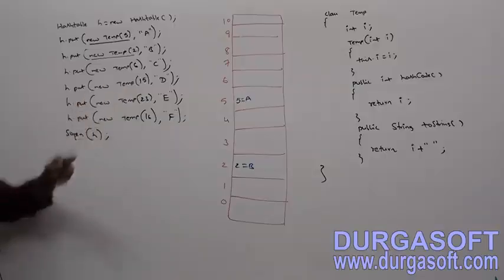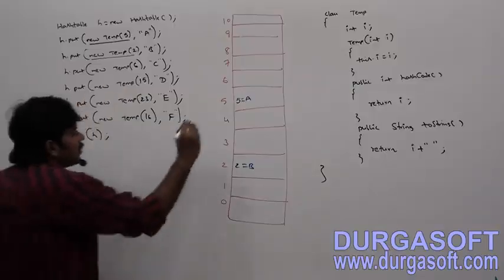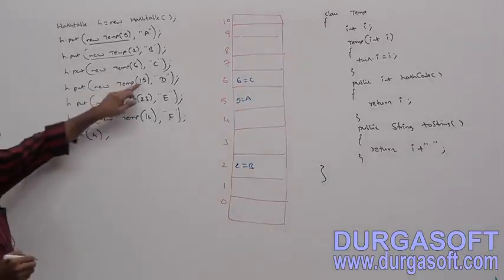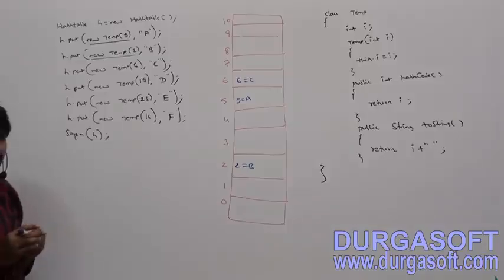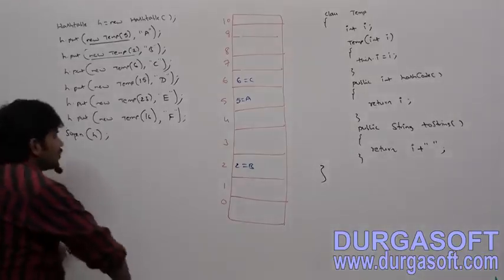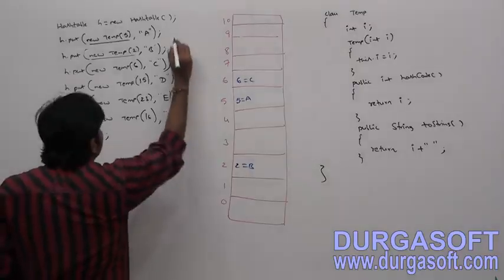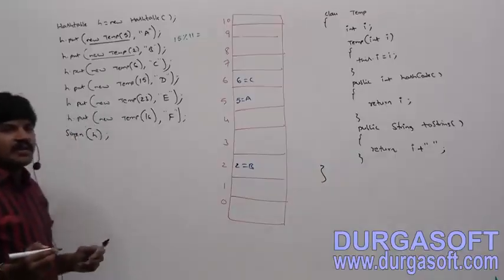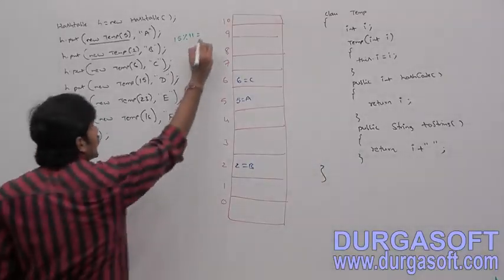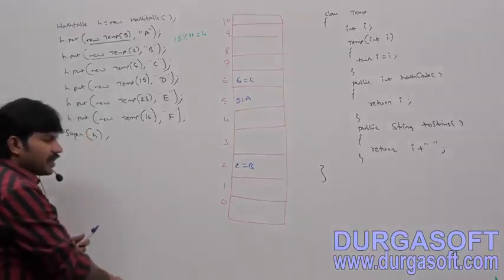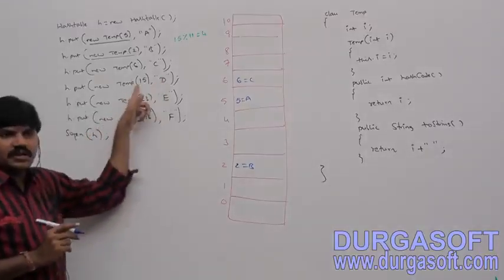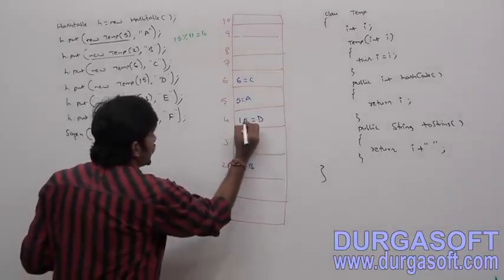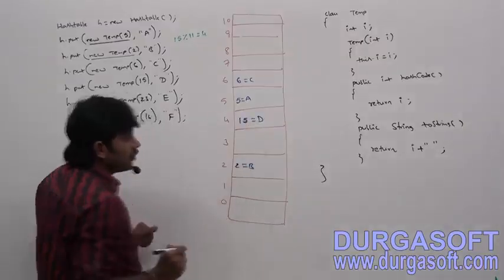new Temp(6, c). Have you observed it? In the sixth bucket, 6=c is there. new Temp(15, d). Oh, the 15th bucket is not there. So 15 % 11. What is the answer? 4. In the fourth bucket, this value will be saved. 15=d is saved here.